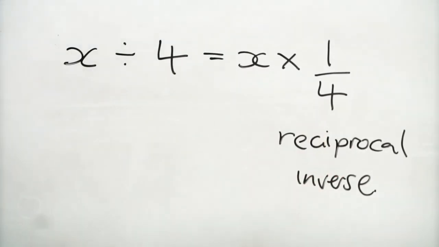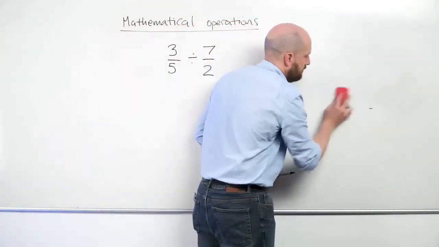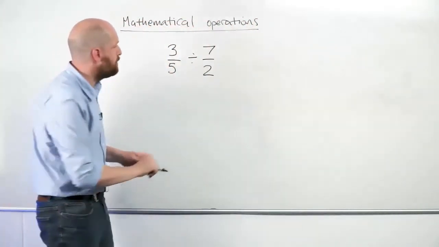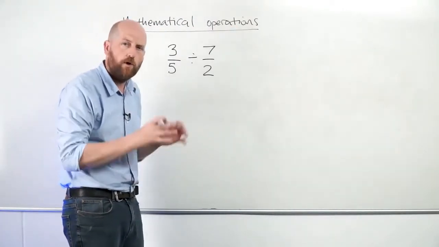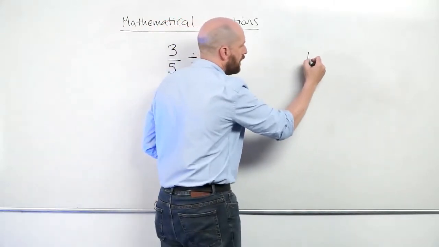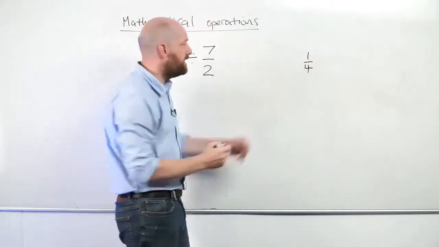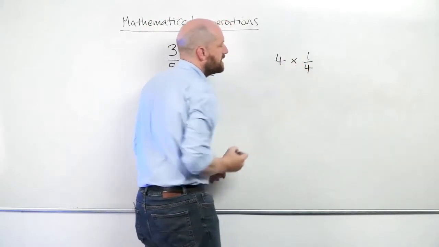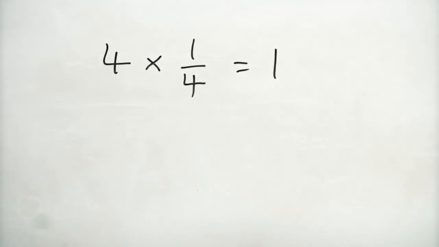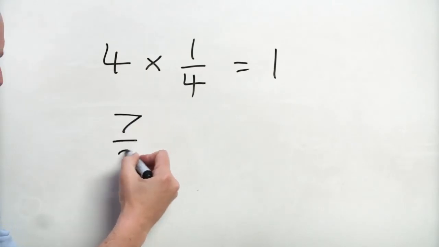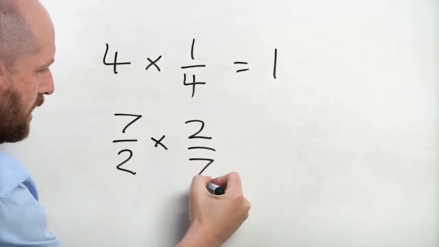Okay, so let's look at our problem again. What happens here? What we need to find out is the reciprocal of 7 over 2. Well, a reciprocal we had before was 1 over 4. That's defined as the number that when I times it by 4 gives me 1. Not 0, as it was with adding and subtracting, but 1. So I need a number that when I multiply 7 over 2 by it will give me 1. Well, 7 over 2 multiplied by 2 over 7 equals 1.